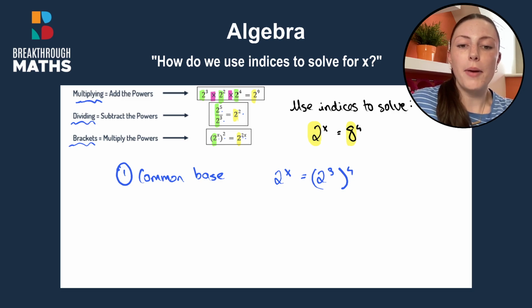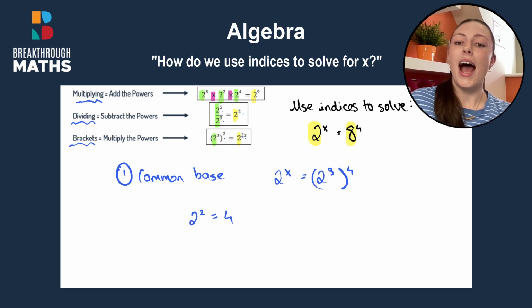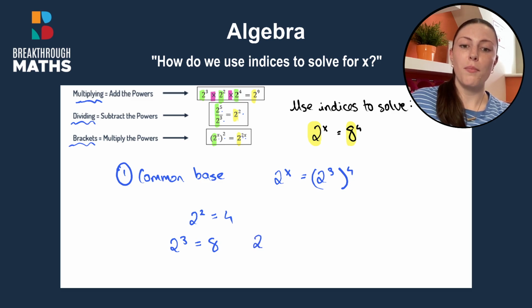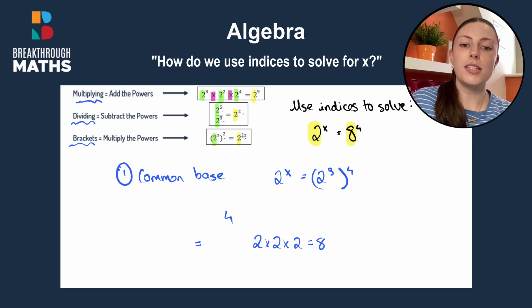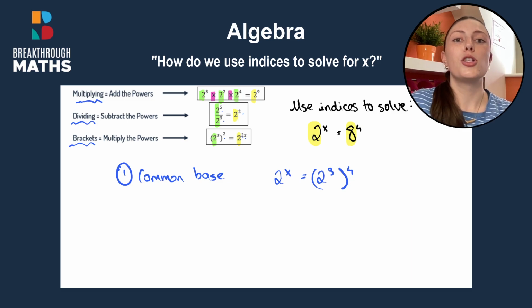If you weren't sure how I got that, 2 to the power of 2 is 4 and 2 to the power of 3 is 8, because 2 by 2 is 4, by 2 is 8. So 2 to the power of 3 is 8. So we know we needed 2 as our common base, so we brought it down to 2. We worked our way up. 2 by 2 was 4. 2 by 2 by 2 gives us 8.